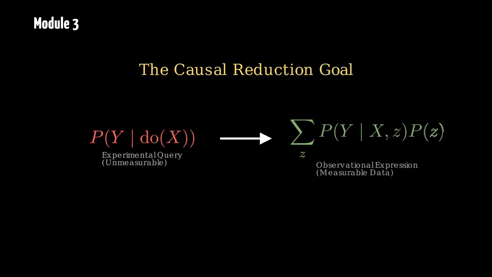By sequentially applying these 3 structural transformations, we achieve our ultimate target. We take an impossible, unmeasurable intervention query, scramble it through the graph, and anchor it safely back down to a standard observational data equation containing no do operators at all.